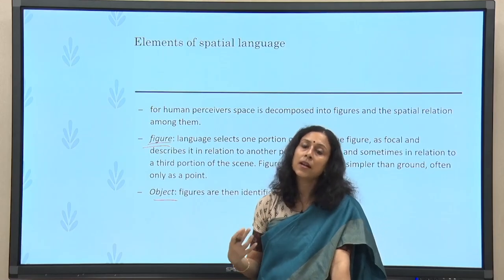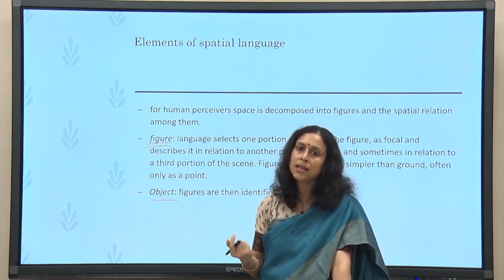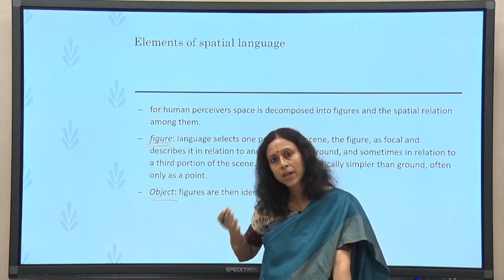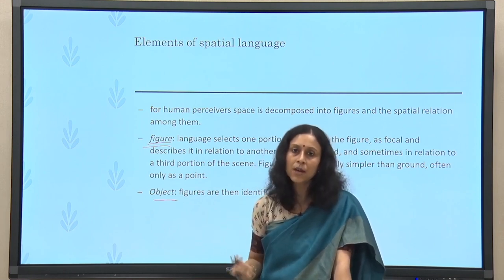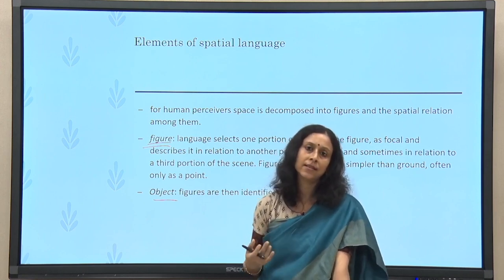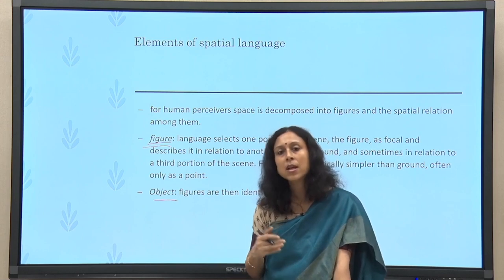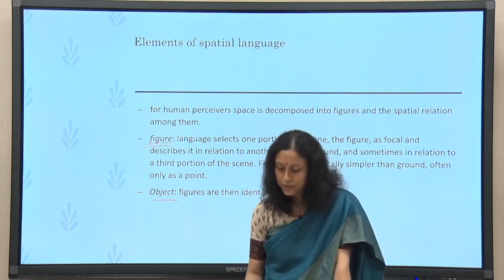So, there is a car in front of the building. The car becomes the figure, which is the object of the sentence, and then we understand it in terms of the larger object, which is the ground. But sometimes we may not need a ground. We can simply talk about the object as the figure, and the figure moves from point A to point B. So, the car went from my house to the market and so on and so forth.